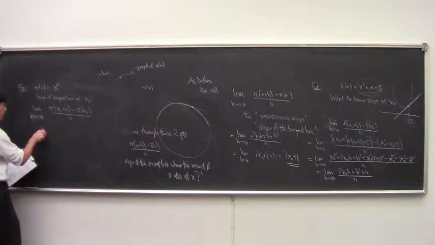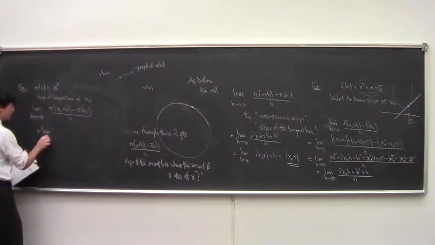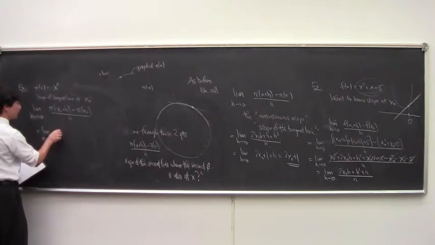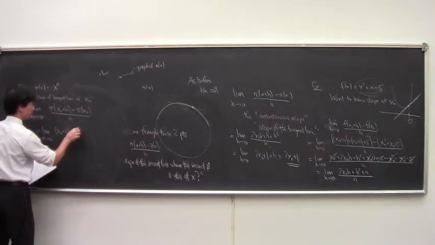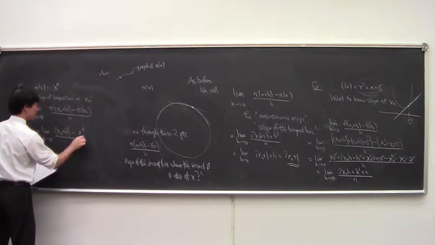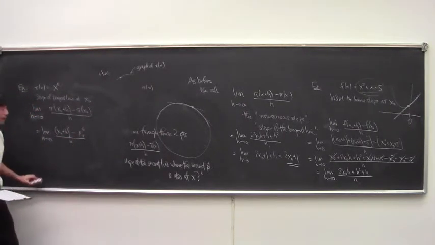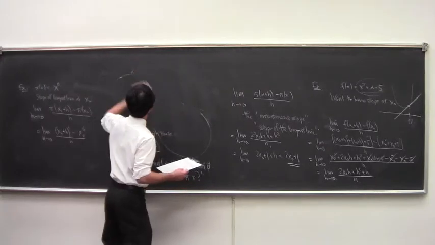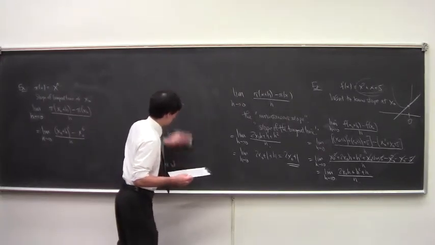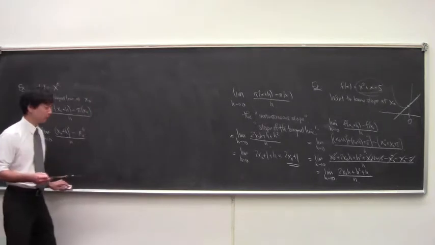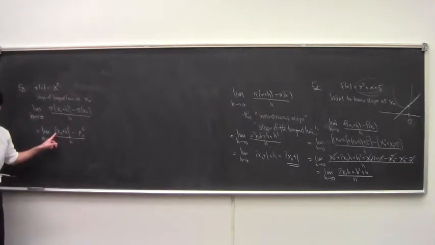Right. So what's this? This is the limit as h goes to 0 of x naught plus h to the 6th minus x naught to the 6th over h. Right. Okay. Take half a minute and see what this is. You don't have to multiply it out, but think about what happens. Okay. Try it.